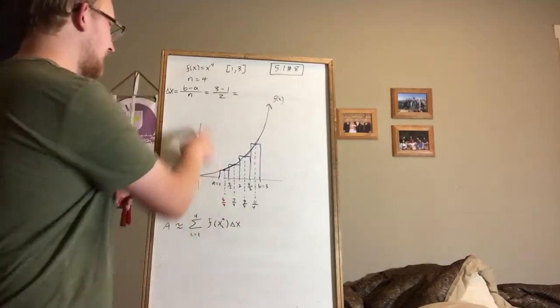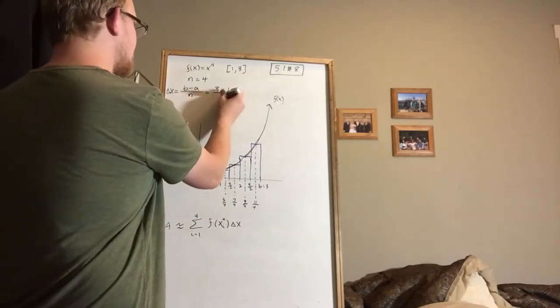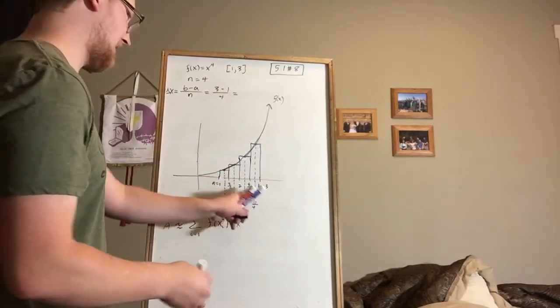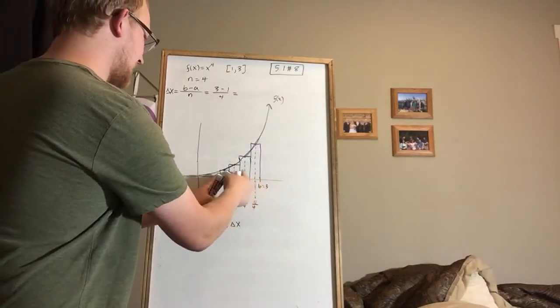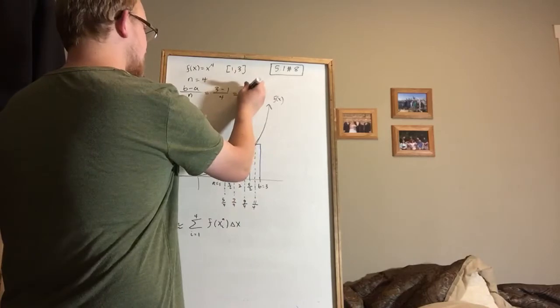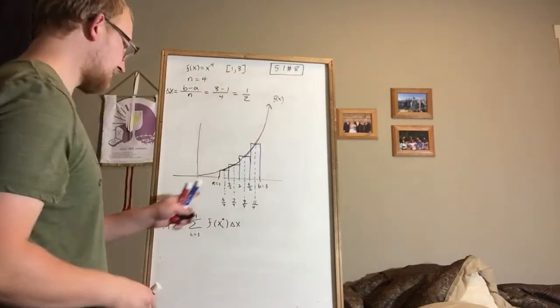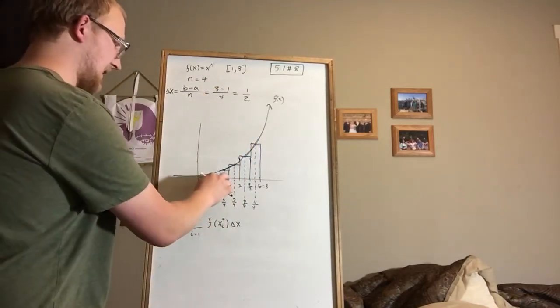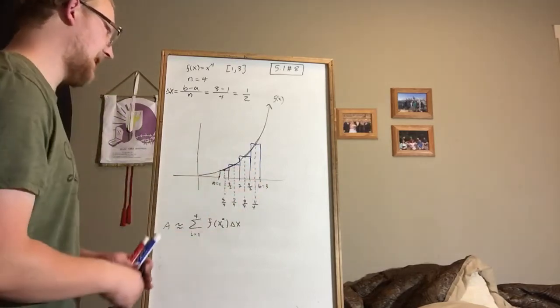and in this case it's 3 minus 1, divided by 4. We have 4 rectangles. So it's 3 minus 1 divided by 4 rectangles. This area divided into 4 sections gives us a delta x of 1/2. So each one of these rectangles has a width of 1/2.